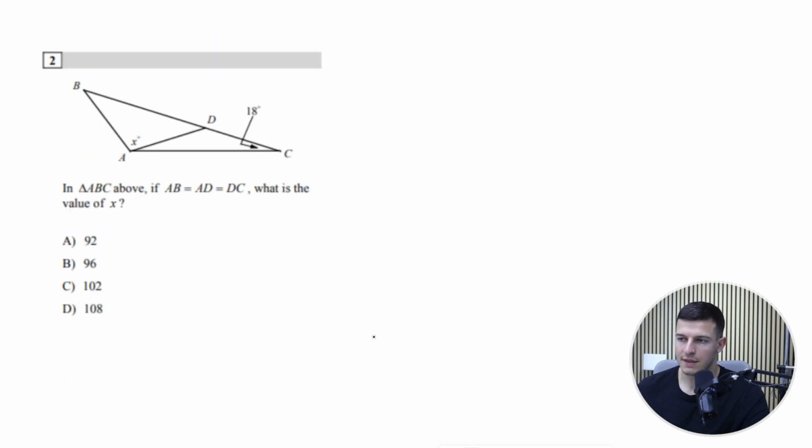In the triangle ABC above, if AB is equal to AD, so I'll just put these lines here, so these two are equal, and they're also equal to DC. What is the value of x? Now, this is a very good example for isosceles triangles, meaning triangles with equal sides. So we know that if we're looking at triangle ABD, what do we know about triangle ABD?